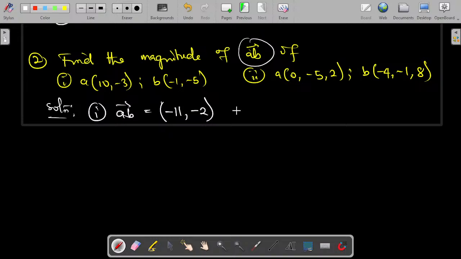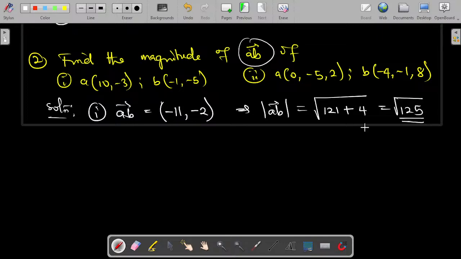So we have gotten the AB for example I. And so the magnitude of AB here is just going to be what we have already done. The square root of minus 11 squared, which is 121, plus the square of minus 2, which is 4. Okay, and this is going to give us the square root of 125. And that is the solution. Okay, so I hope you followed that one.